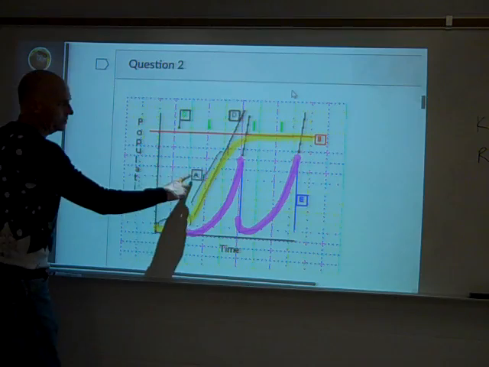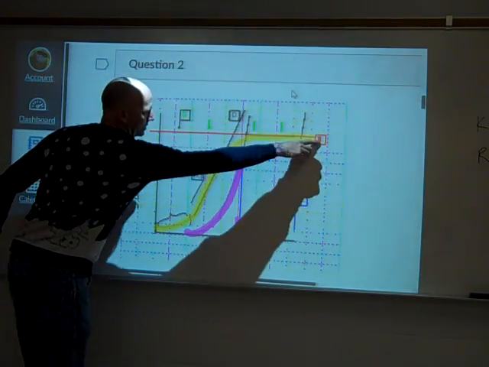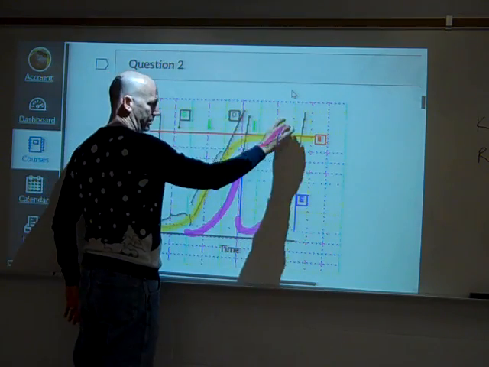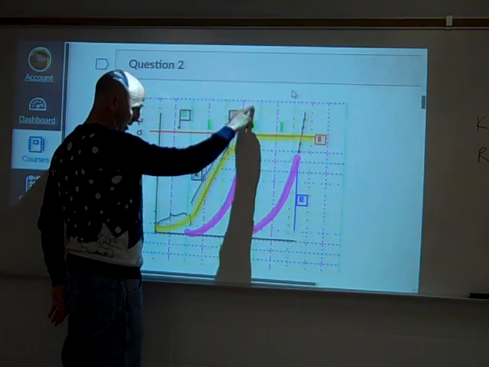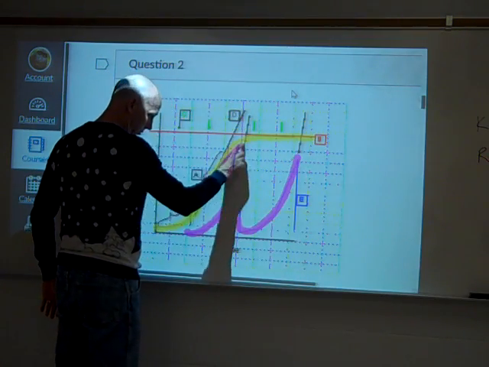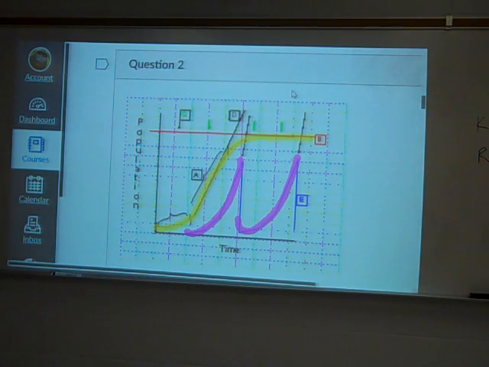By the way, if you can't see too well, this is A right here. This is a section of the graph. B is this red line across. C is these little green arrows coming down. D is this straight line that's going up like this. And E is this whole blue curve here that I've highlighted part of it. So answers here when you got it.